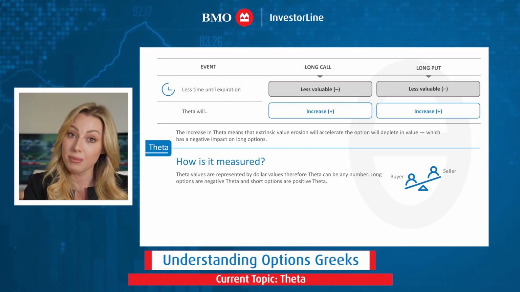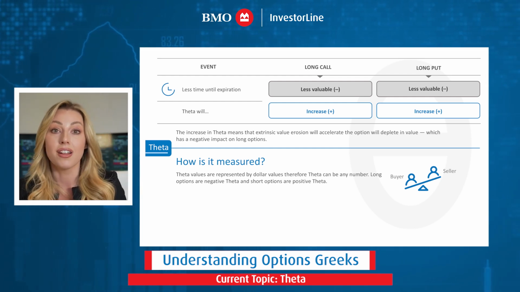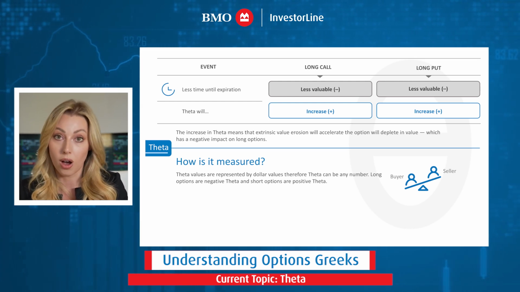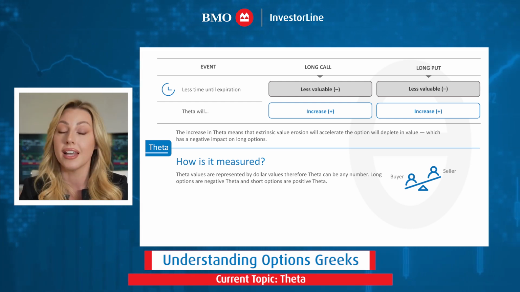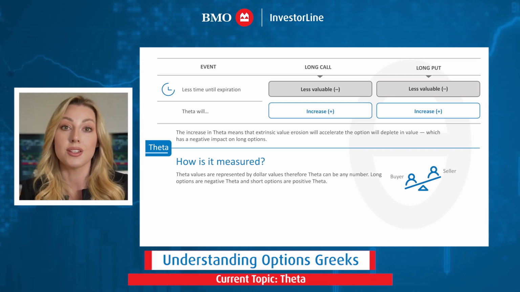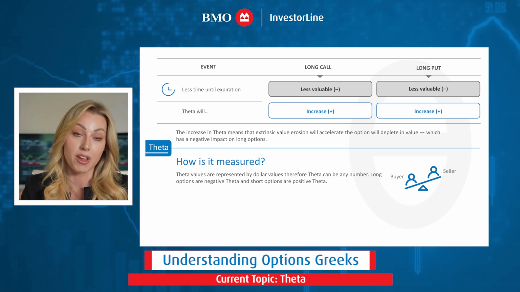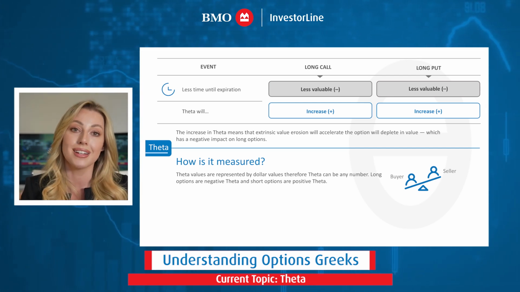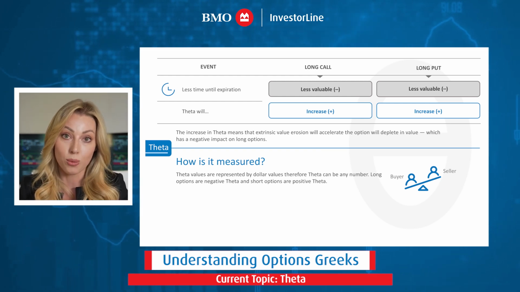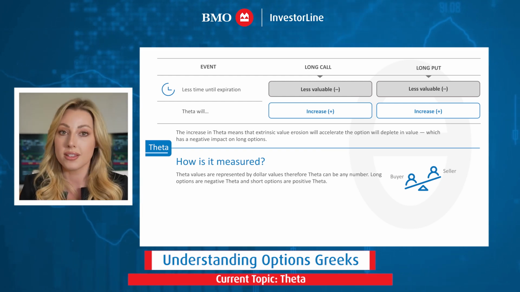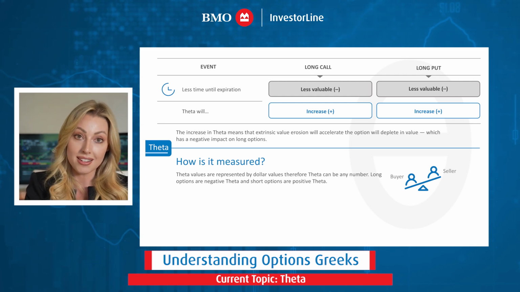If we have less time until expiration, that's less valuable for the long options, regardless of whether it's a call or put. Regardless of whether I purchase the right to buy or sell, it hurts me because it's losing value. If my premium's losing value and I purchased it, that's not going to be good for us. However, theta in this case will increase. What does that mean? Well, theta is not linear.